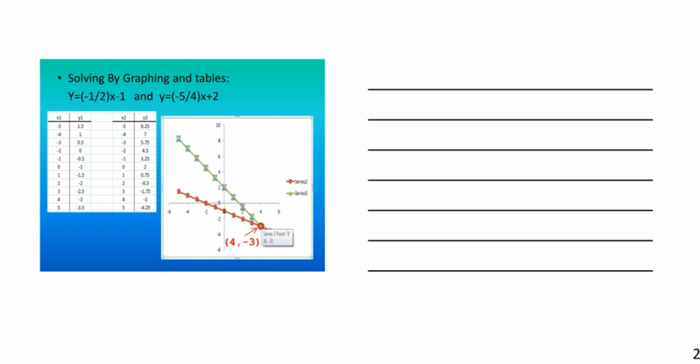Do notice this is an Excel table, so it's separated, but in your calculator you can see two tables. Notice at x equals 4 for both of them, we have the same y value, and that's the only location where we have the same y value of -3. So therefore this is our solution. X is 4 and y is -3.